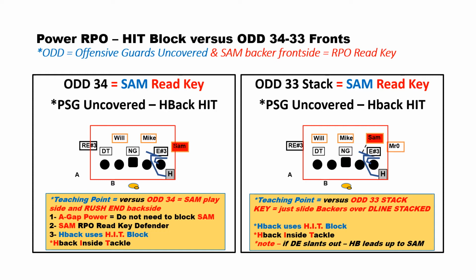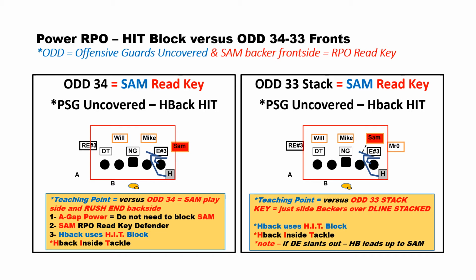Just for clarity, an odd front for us is when the offensive guards are uncovered, or the play side guard is uncovered. Then the Sam backer to the front side is the RPO read. So you can see here with the diagram to the left, what we do with an odd front, you can see the guards are uncovered. We're going to actually kick the defensive line away and slide the backers towards.